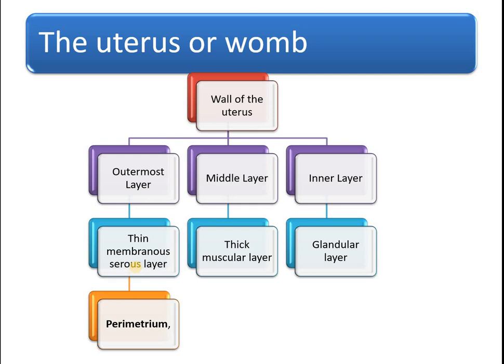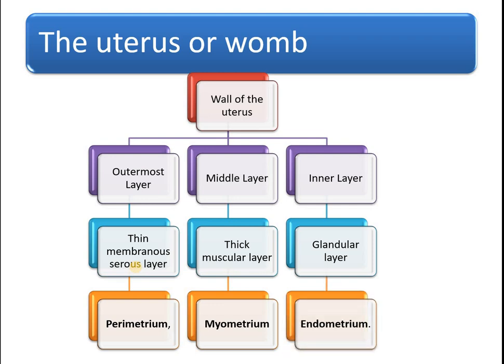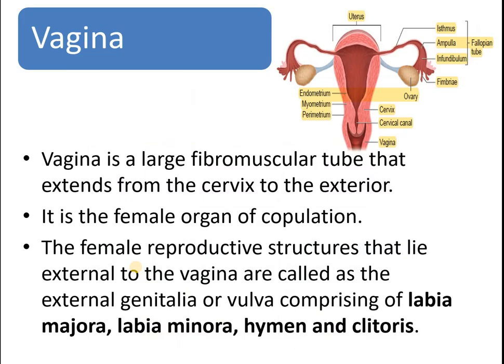We have the technical terms for these three layers. What are they? Perimetrium, mesometrium, myometrium, then the glandular layer is called endometrium. The endometrium is very, very important for the implantation. Now we pass on to the vagina. It is the exterior genital organ.